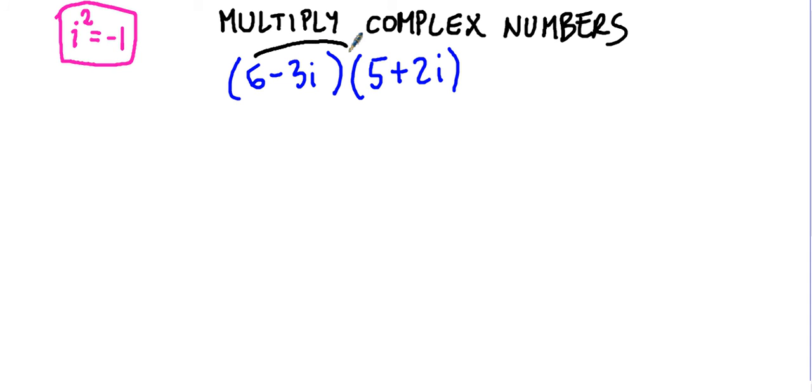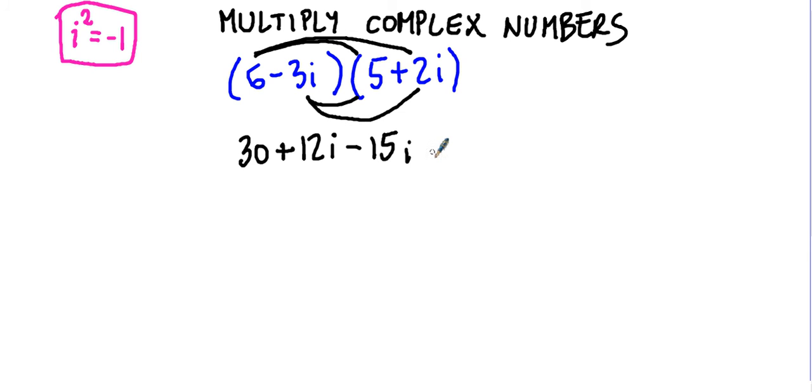So 6 times 5 equals 30. 6 times 2i equals 12i. Negative 3i times 5 equals negative 15i. And negative 3i times 2i equals negative 6i to the power of 2.